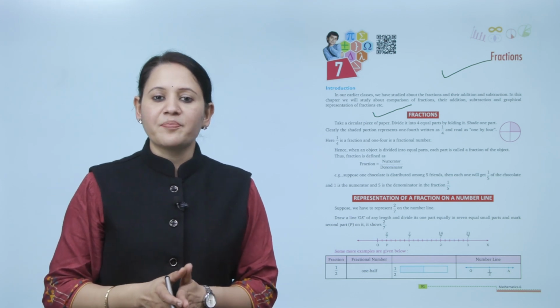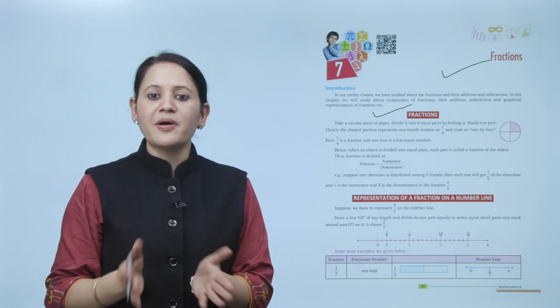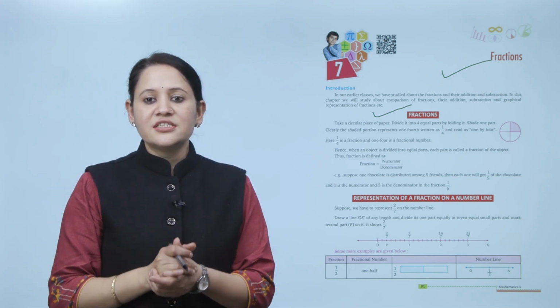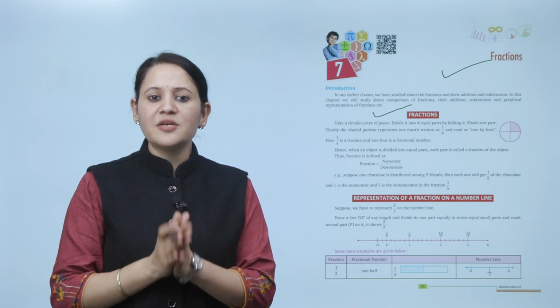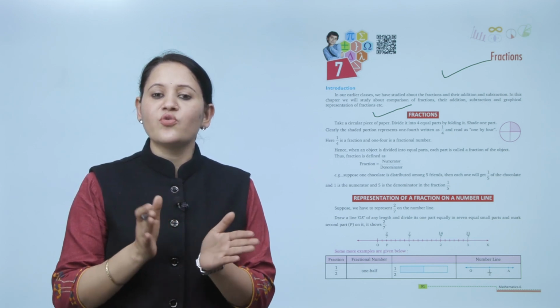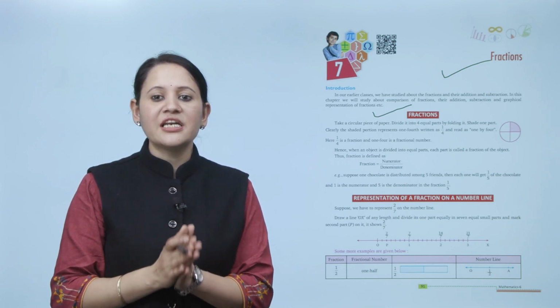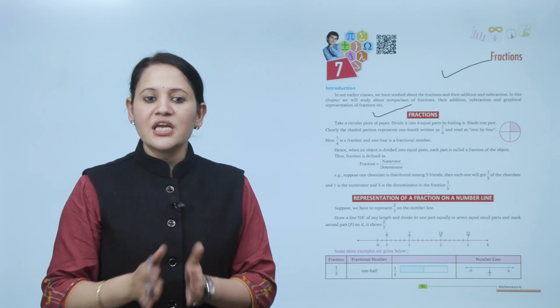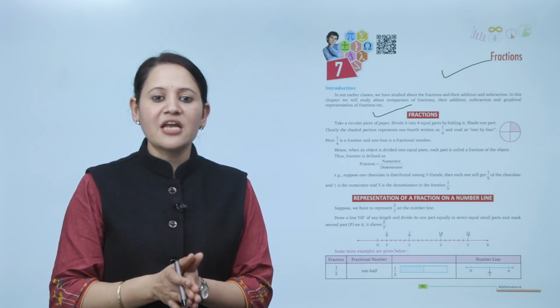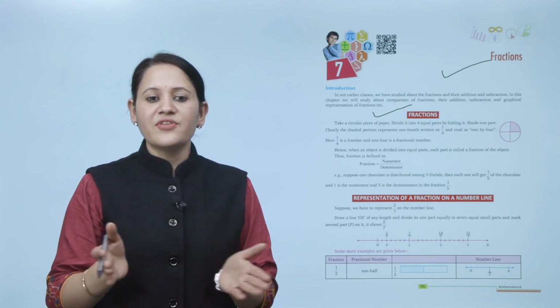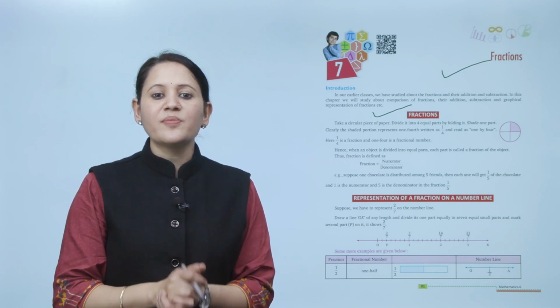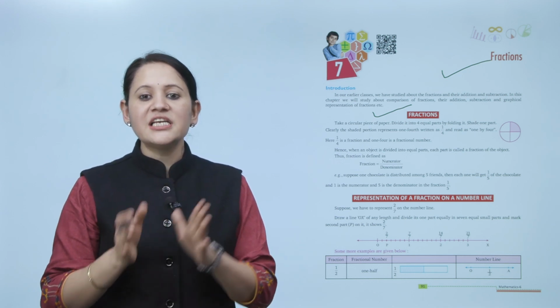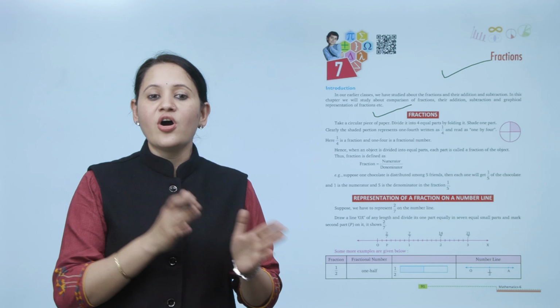Take a circular piece of paper, divide into 4 equal parts by folding it. Shade one part. Clearly, the shaded portion represents 1/4, written as 1 by 4 and read as 1 by 4. Here 1 by 4 is the fraction and 1/4 is the fraction number. Hence, when the object is divided into equal parts, each part is called a fraction of the object.